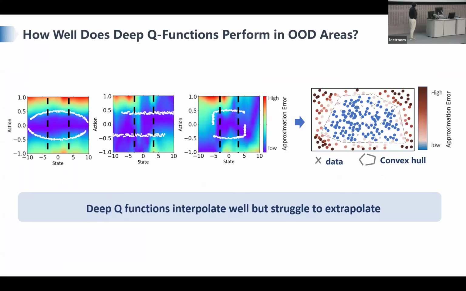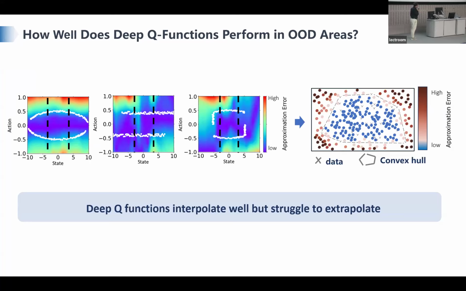The first thing we are exploring is whether we can leverage the good generalization capabilities of deep neural networks. In supervised learning, neural networks have very remarkable generalization performance. They train on the data and can reasonably generalize in the OOD areas. So we want to check, without data regularization, can we also have the deep Q function have reasonable OOD generalization capabilities?